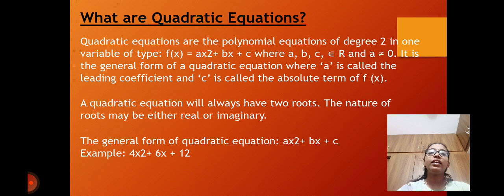A quadratic equation will always have two roots. The nature of the roots may be either real or imaginary. The general form of a quadratic equation is ax square plus bx plus c. Example: 4x square plus 6x plus 12.